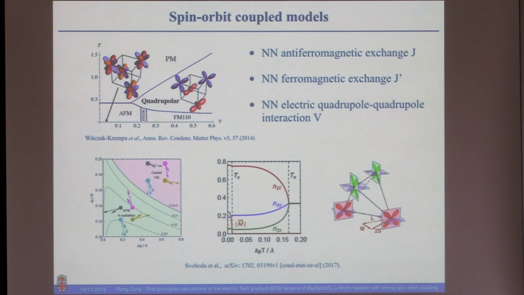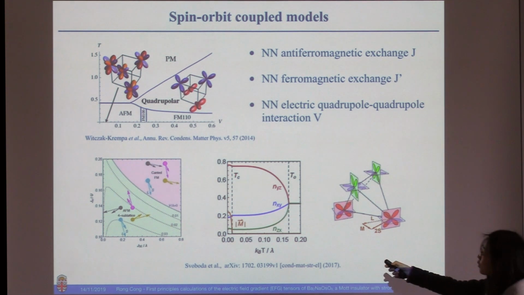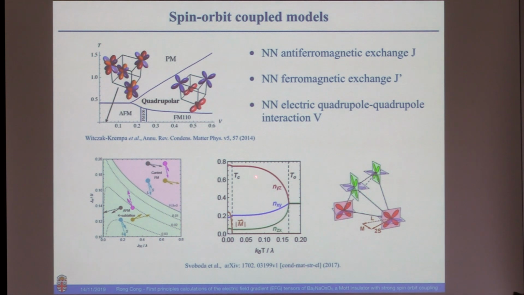So what is on your vertical axis? This one? No, on the right-hand panel. I think this is occupation. These three occupations should add up to one, at the orbital order temperature. Yeah, I think this is the occupation.